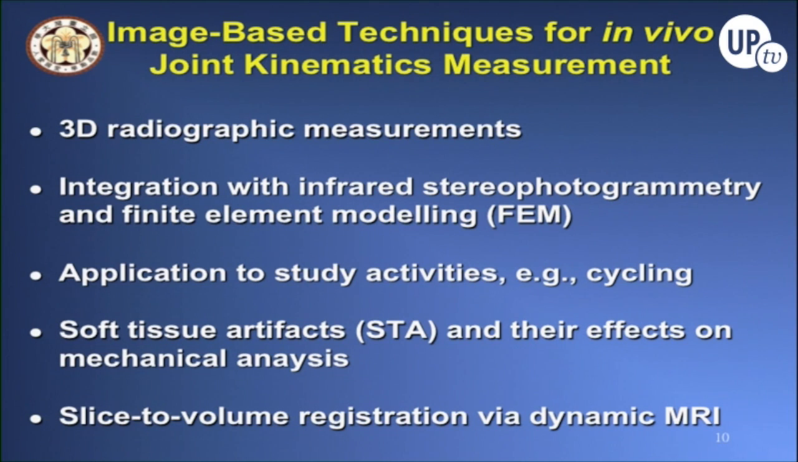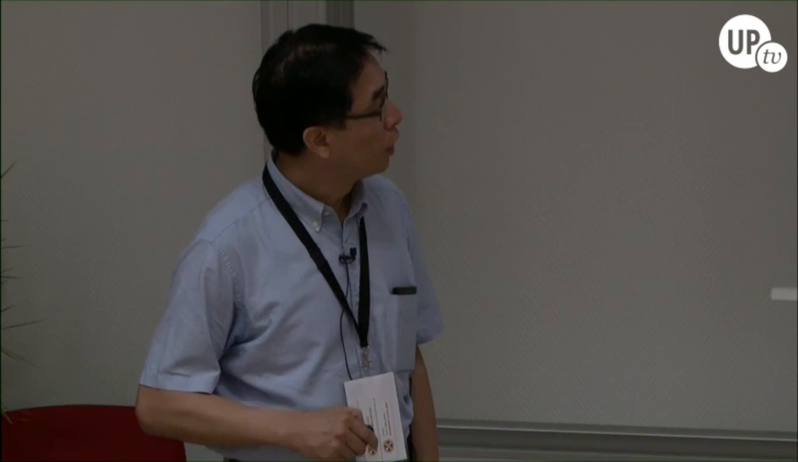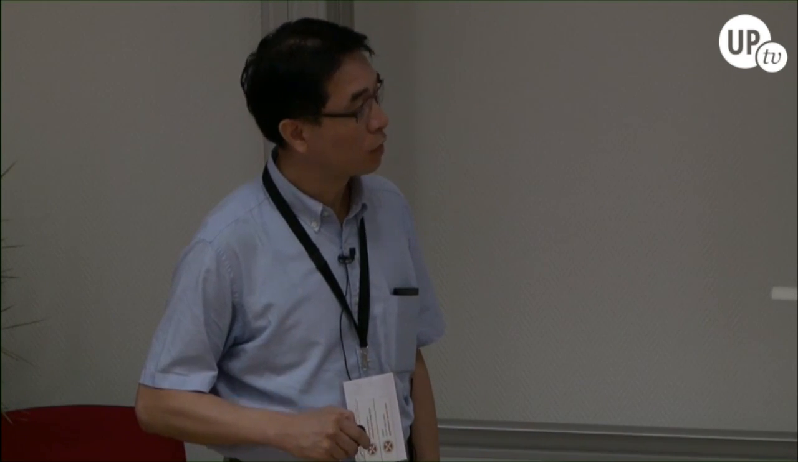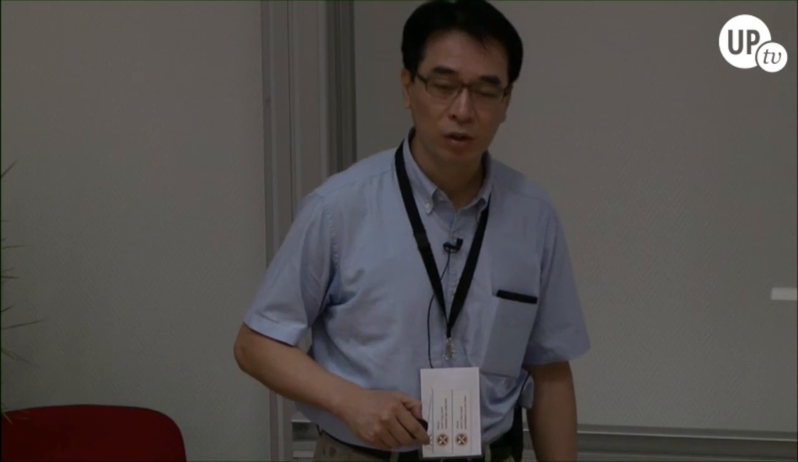So I'm going to focus on the explanation of 3D radiographic measurements and its integration with infrared stereophotogrammetry and finite element modeling, and to explain the application to study various activities. And for this conference, I've chosen cycling as an example. And the soft tissue artifacts, because I'm sure a lot of people here are using marker-based stereophotogrammetry systems to do your studies. And we know the soft tissue artifacts would affect the calculated results.